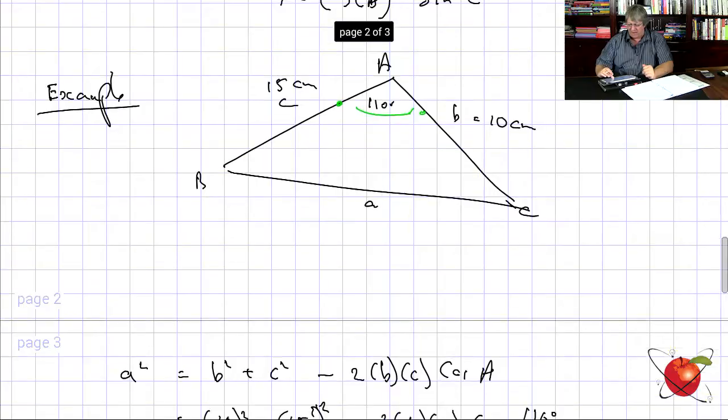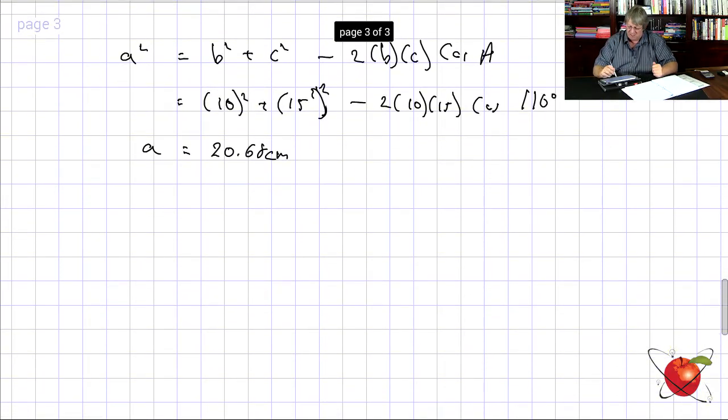Okay? So you'd expect it to be longer, wouldn't you? You'd expect it to be longer because a will be the longest side. There's always a little bit of logic to go back and say, hang on, that makes sense.